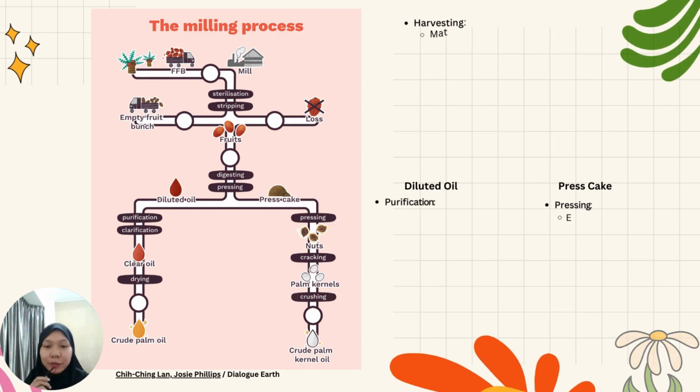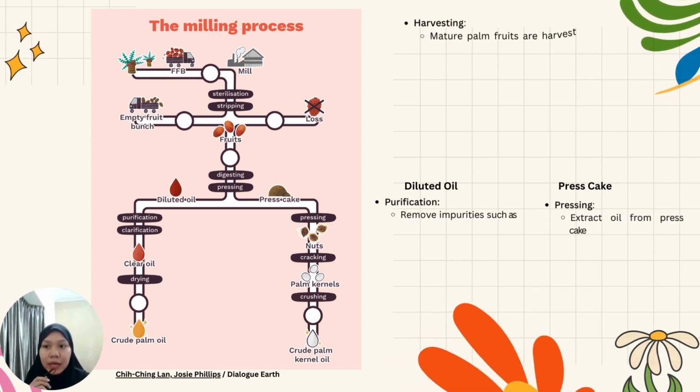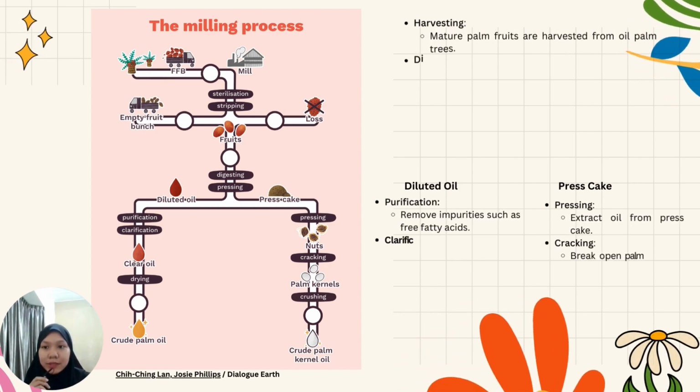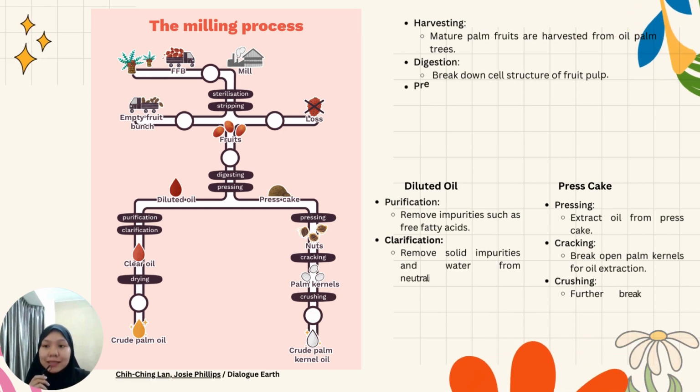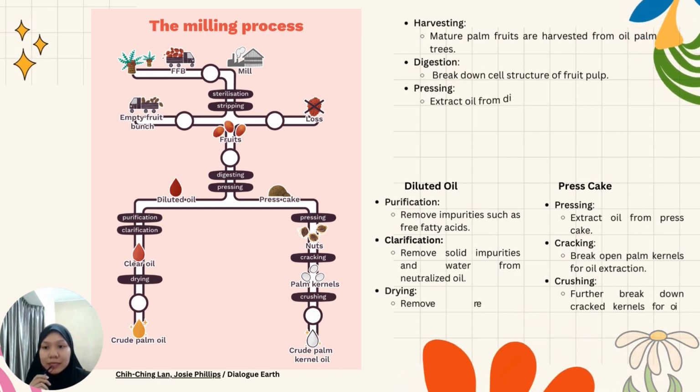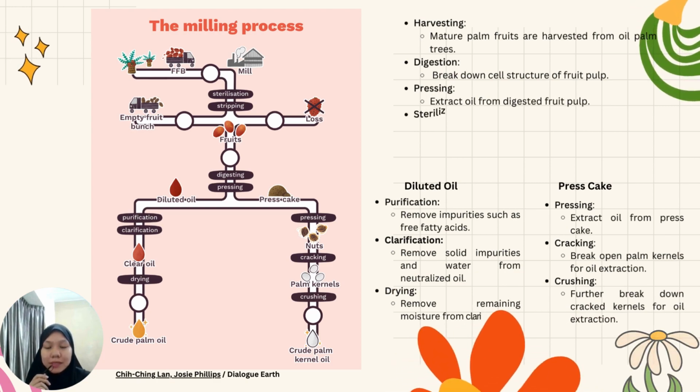The milling process of palm oil. Mature palm fruits are harvested from the oil palm tree. This process involves carefully cutting the fruit bunches from the trees using specialized harvesting tools. The timing of harvesting is critical to ensure optimal fruit ripeness and oil yield.